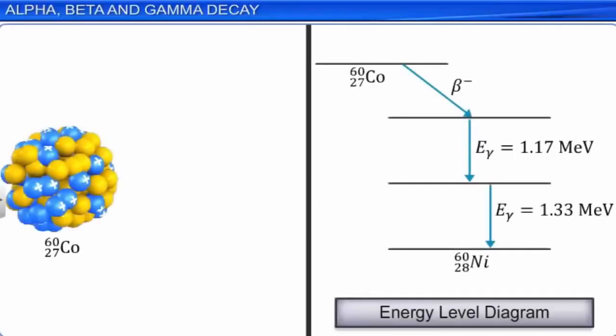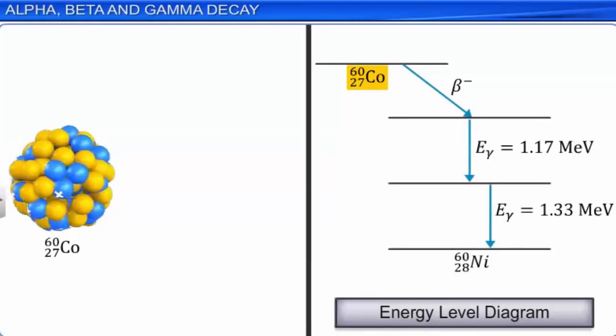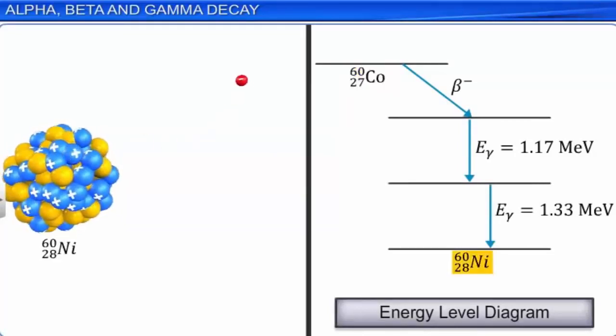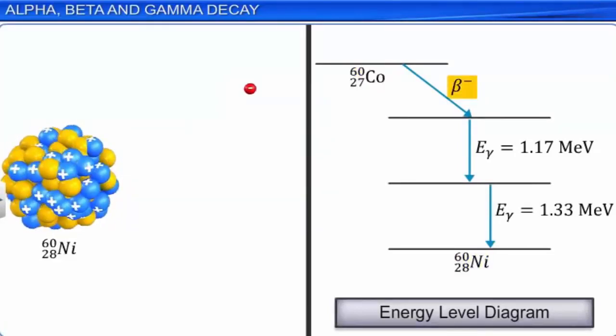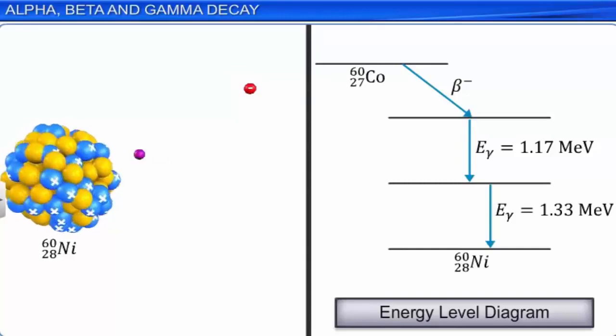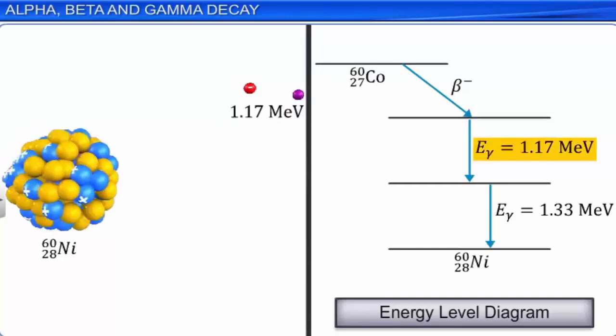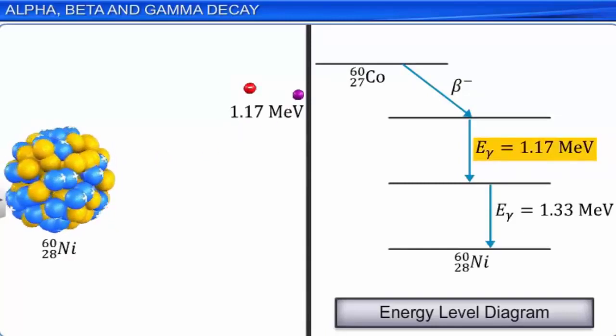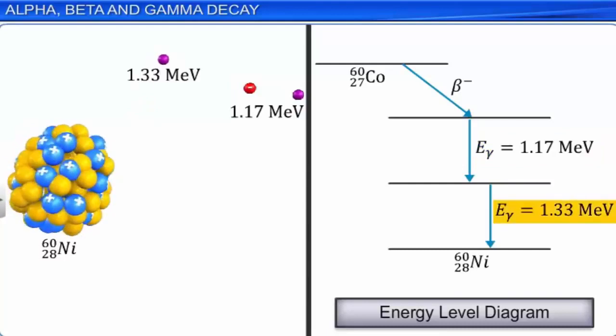For example, a cobalt-60 nucleus transforms into nickel-60 by beta-minus decay. This nickel-60 nucleus is in an excited state and comes to its ground state by successive emission of 1.17 MeV and 1.33 MeV gamma rays.